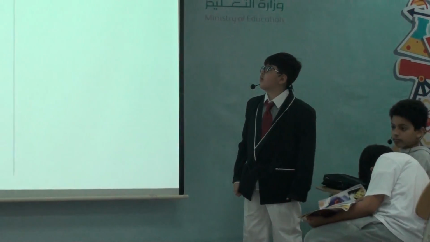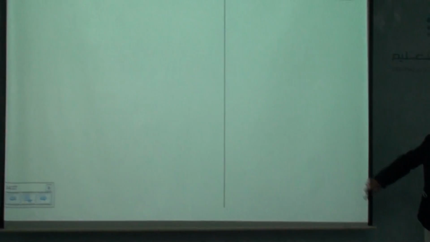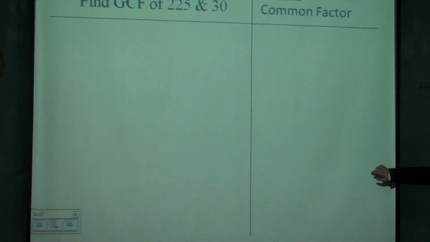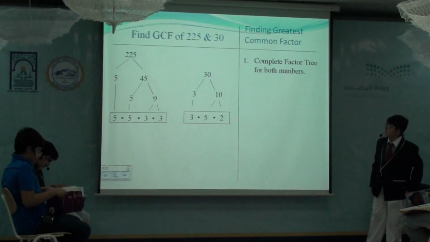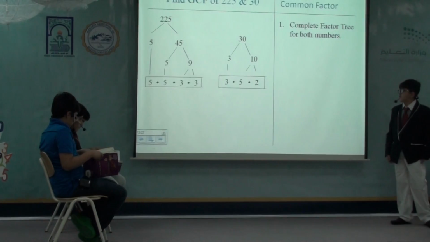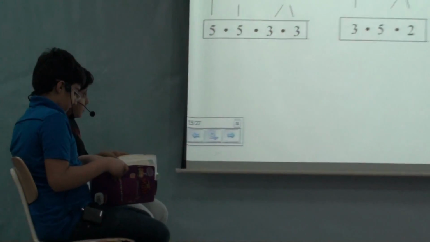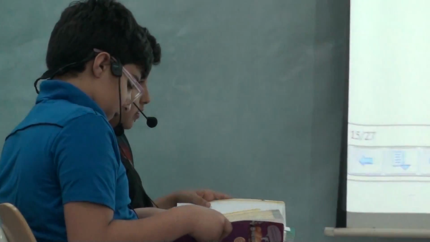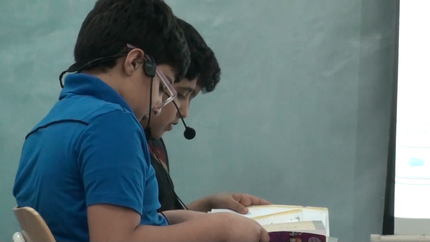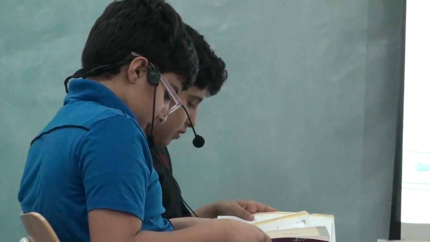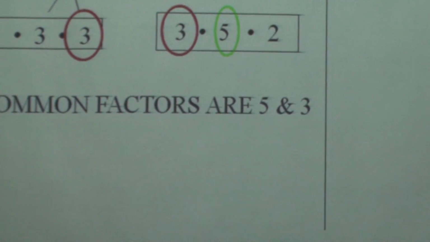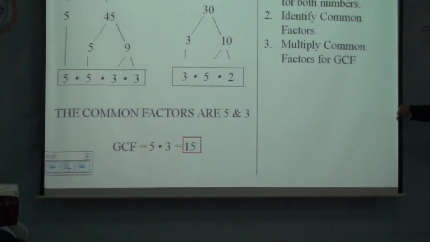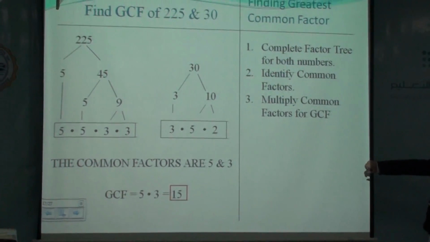Find the GCF of 225 and 30. The prime factorization of 225 is 5 times 5 times 3 times 3. The 30 is 3 times 10, and the 10 is 5 times 2, and we bring the 3 down, so the prime factorization of 30 is 3 times 5 times 2. And the common factors between them are 5 and 3.